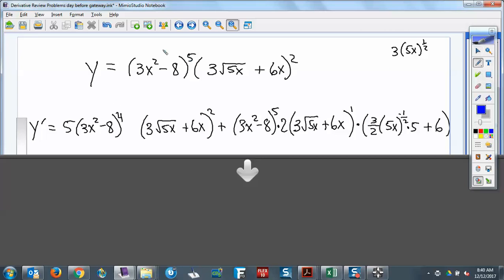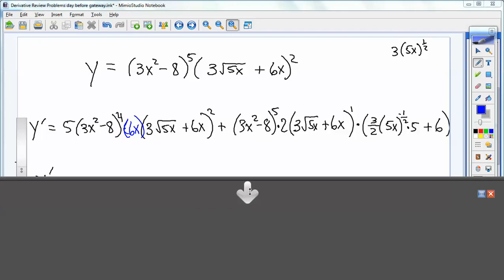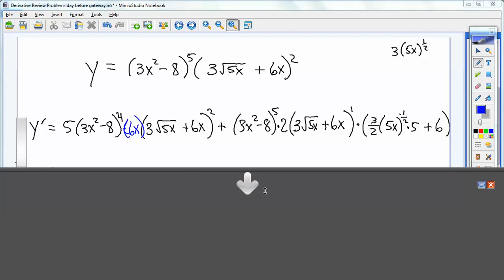Right here, when I brought the 5 down in front, left that alone, dropped that to a 4 right there, I need a 6x, the derivative of the inside of that, right? Right there. I don't really need the parentheses, but. Okay, yep. Well, I guess the best I can do is 9 out of 10 now. The 6x is the derivative of the inside.